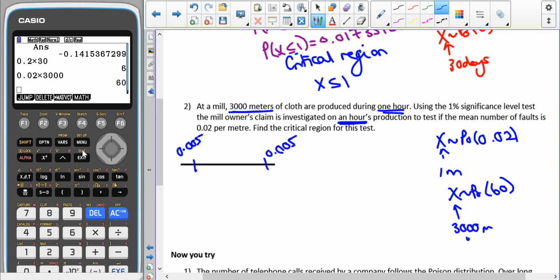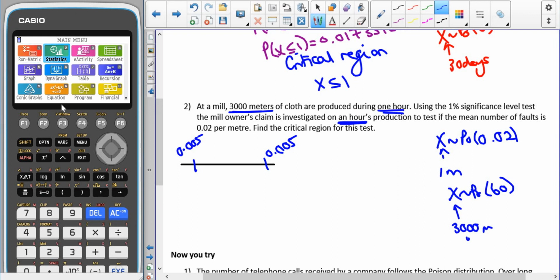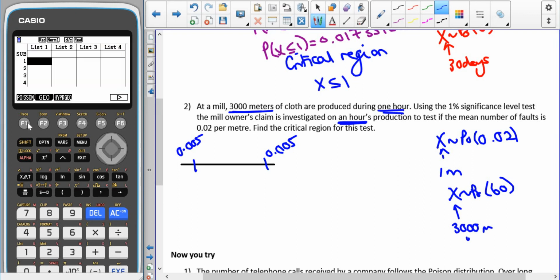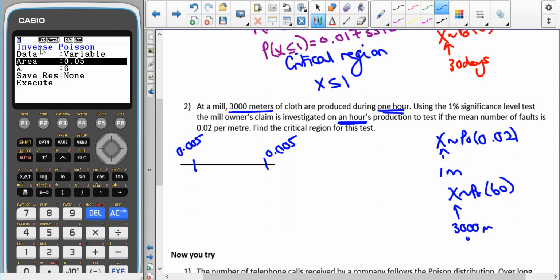So back into the distribution across the inverse Poisson. This only does areas to the left, so we'll start off by having a look at this bottom one here, so 0.005. And this time our lambda is 60. And that gave us 41.